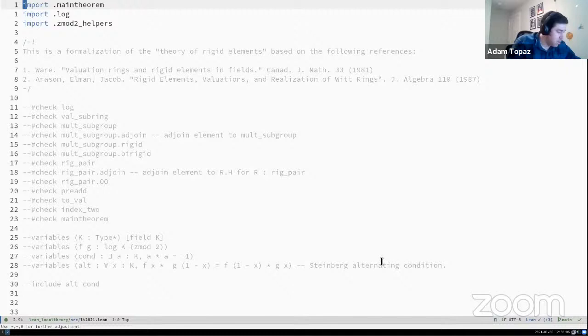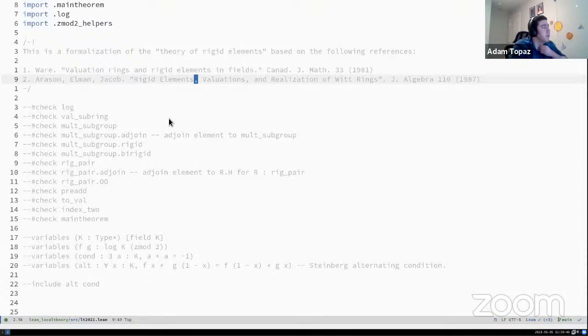Yeah. All right. So this is a Lean file in a very scary Emacs buffer. I'm again one of those people that thinks that Emacs is the correct editor. So let me explain what is going on in this file, and I'll post a link to this repository later on Zulip. So I just have some imports, and I should mention that what's contained in this repository so far is a formalization of what's called the theory of rigid elements, based on these two references here, particularly the second one by Arason, Elman, and Jacob, which appeared in the late 80s.